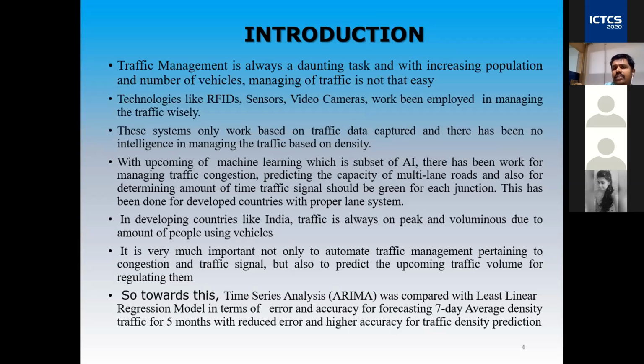So there comes a solution called machine learning, which is a subset of AI, where there has been some work employed in predicting the capacity of a multi-lane road, because a road can also be visualized as a network, like a queue length. They try to predict the capacity of the multi-lane road, meaning how many vehicles can be accumulated or held in that particular lane. And we can also determine the amount of time the traffic signal should be green based on the vehicle density and things like that.